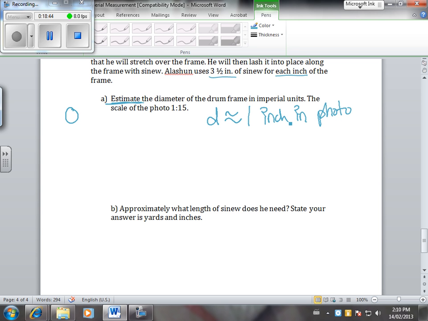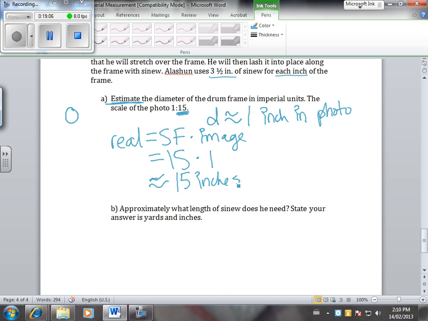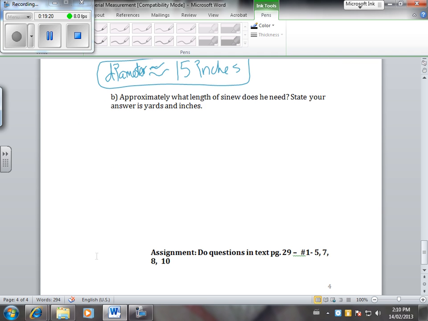Okay, now actual diameter, remember we want real life equals scale factor times image. So scale factor is 115. 115 times 1. So our diameter is about 115 inches. And the squiggly equal sign, like this, means approximately. So now, approximately what length of sinew does he need? State your answer in yards and inches.